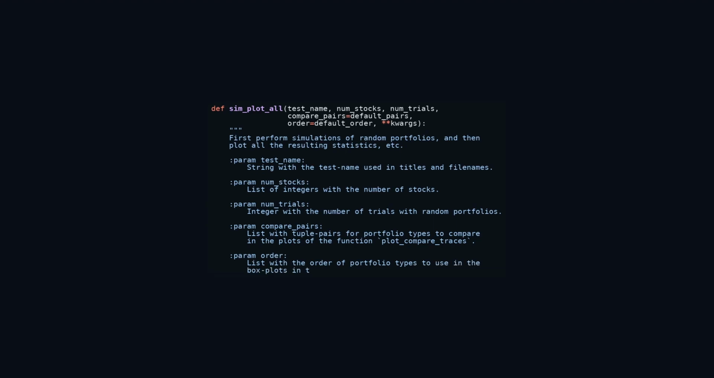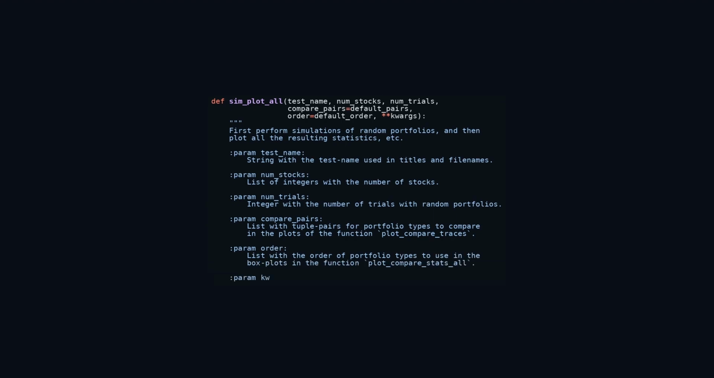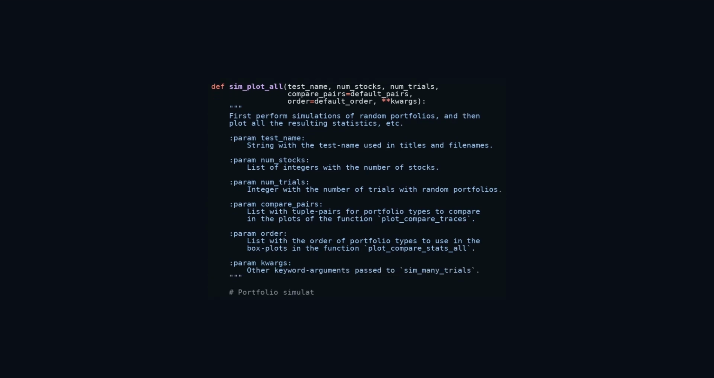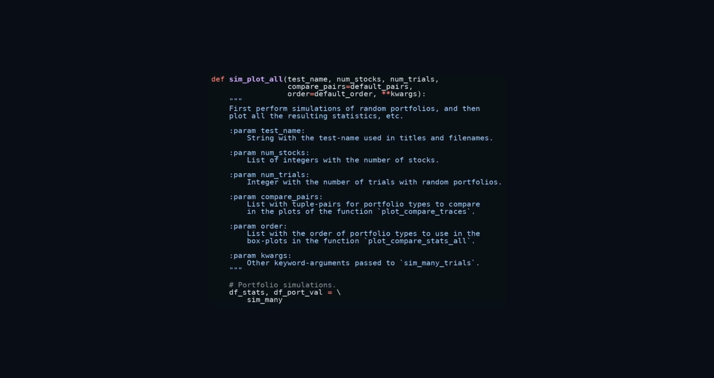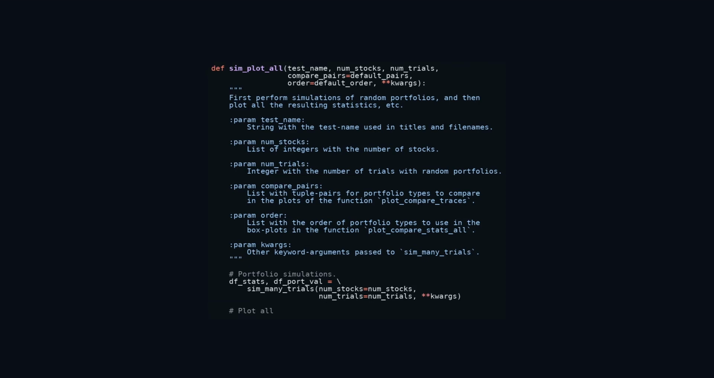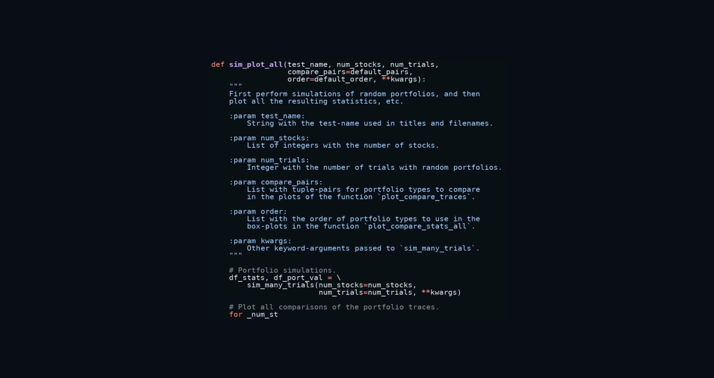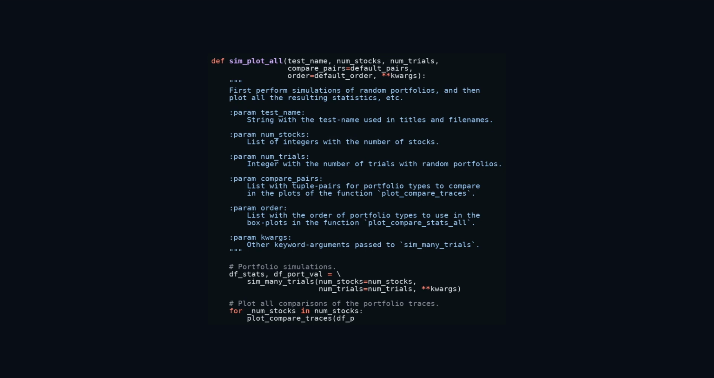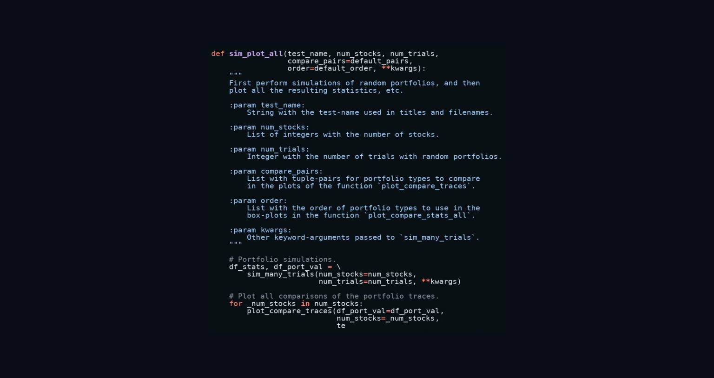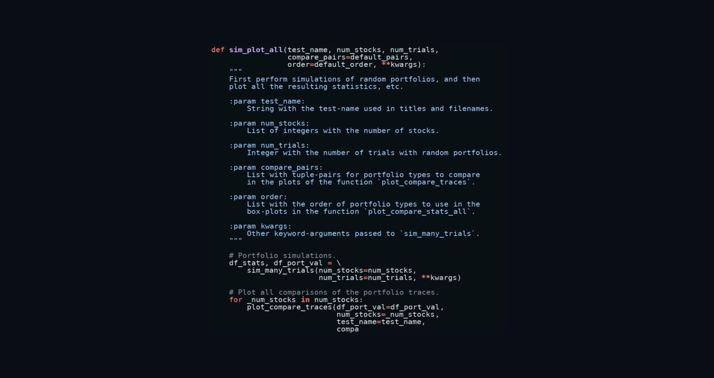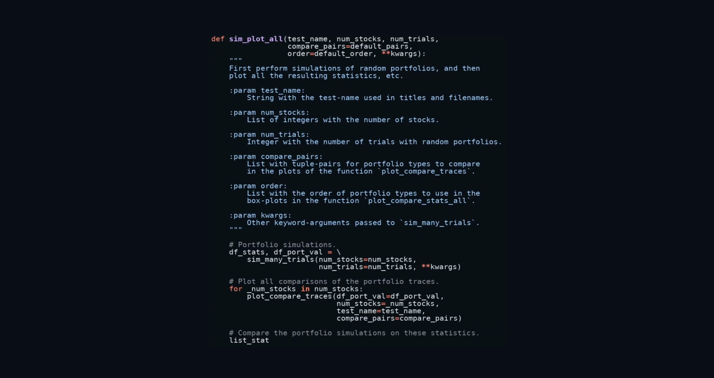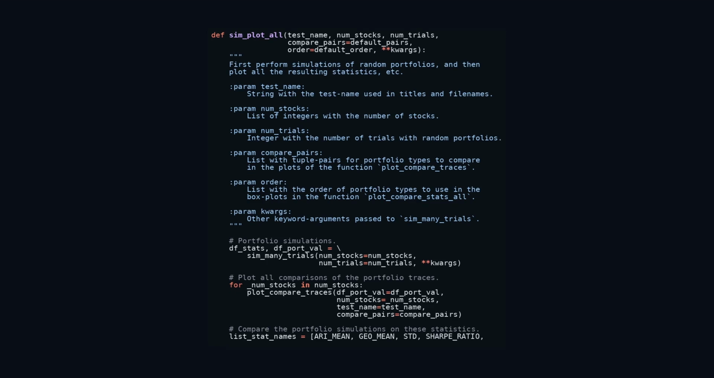Once the simulations are complete, it plots comparisons of the portfolio traces for each number of stocks in numStocks using plotCompareTraces. This enables the visualization of how different portfolios perform over time. Next, it defines a list of performance statistics to be compared, such as average arithmetic return, geometric mean, standard deviation, Sharpe ratio, mean cash, maximum drawdown, maximum pull-up, and months of loss. It then uses plotCompareStats to plot comparisons of these performance statistics for the simulated portfolios. This aids in analyzing and comparing the performance of different portfolios based on these metrics.